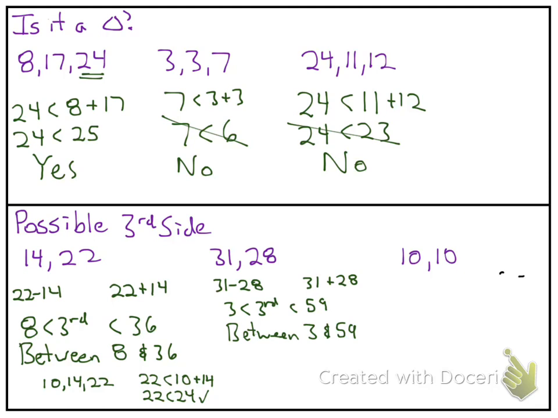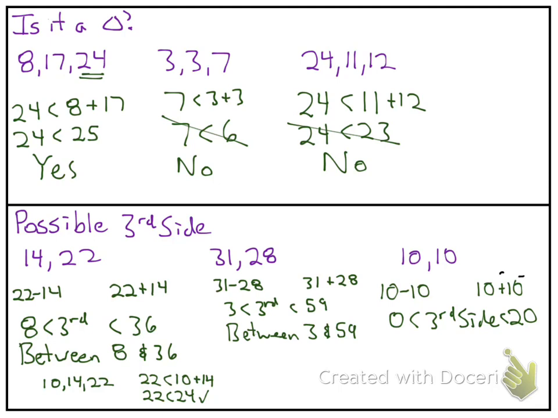Last one, we have 10 and 10. So I'm going to go 10 minus 10 and 10 plus 10. Now this is going to be an isosceles triangle because we have two of them as 10. So our third side is between 0 and 20. Now 20 is the high end. If it's more than that, the little T-Rex arms don't close, but we also say any value bigger than 0.